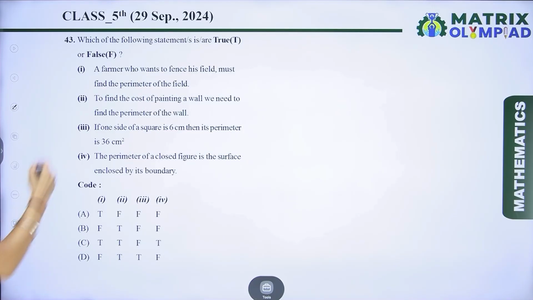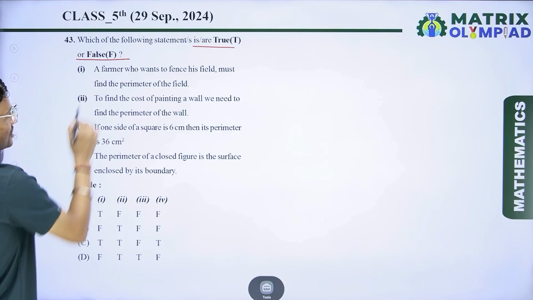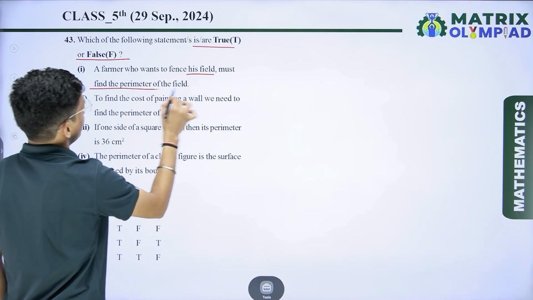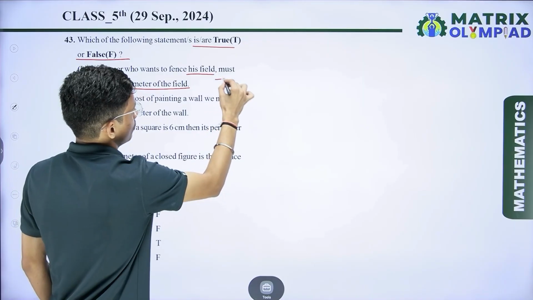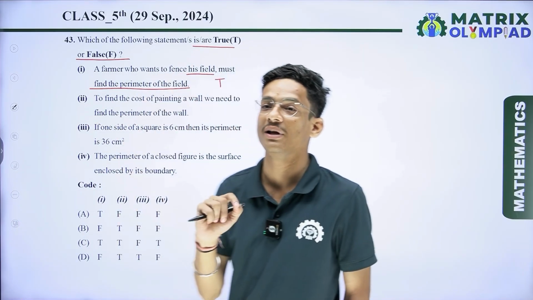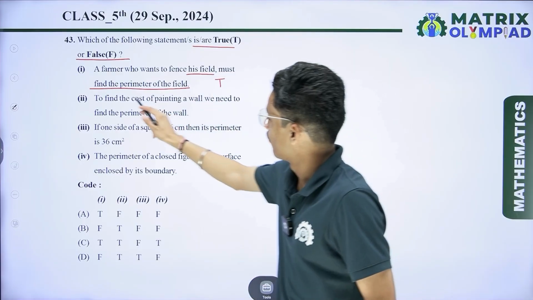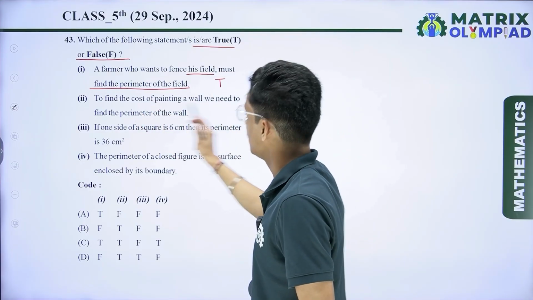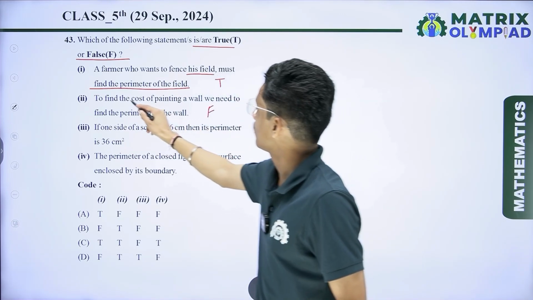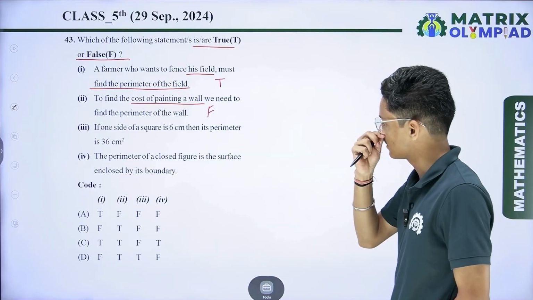Now the next question is which of the following statements is true or false? First, a farmer who wants to fence his field must find the perimeter of the field. Yes, true, because if we want to fence, we must find the length of the total boundary, and we can find it with the help of the perimeter. To find the cost of painting a wall, we need to find the perimeter of the wall. No, that one is false. To find the cost of painting a wall, we find the area of the wall. So that's the reason this is false.